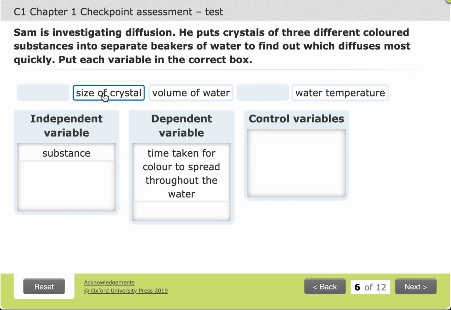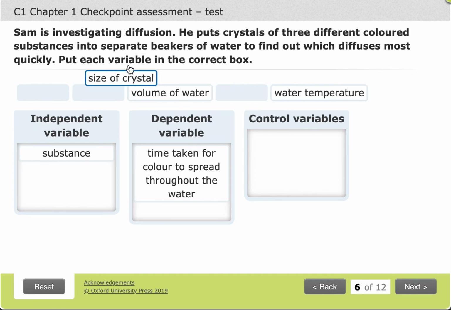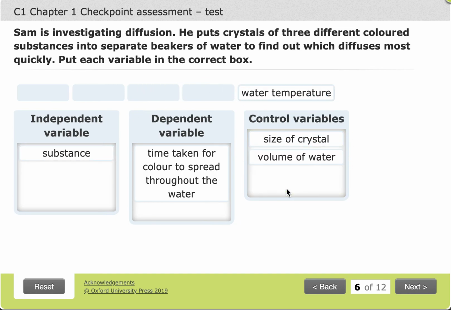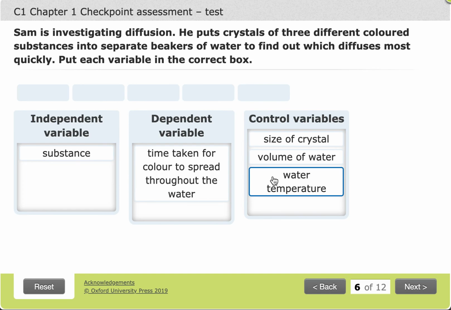After that, he's got to think of the things that he's got to keep the same. Well, he needs to use the same size of crystal, even though they're different substances. He uses the same volume of water, and also the same water temperature, because we know the higher the temperature, the higher the diffusion. The control variables are therefore the things that we need to keep constant here.